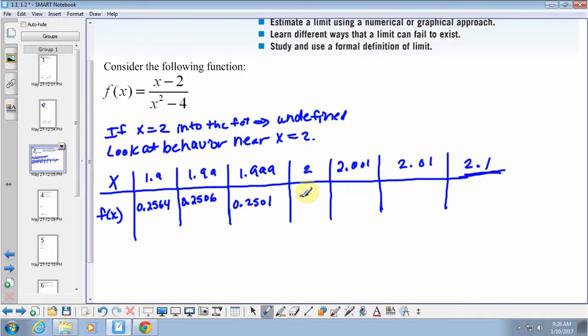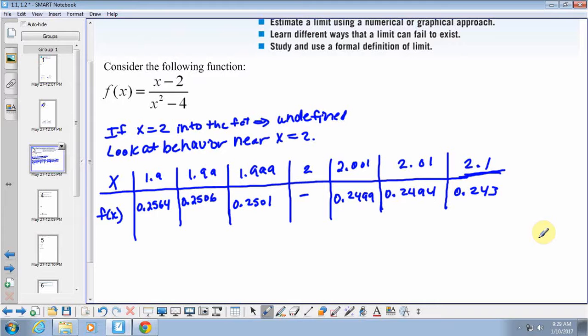But if I put in 2.001, I get 0.2499. If I put 2.01, I get 0.2494. If I put 2.1, I get 0.243.